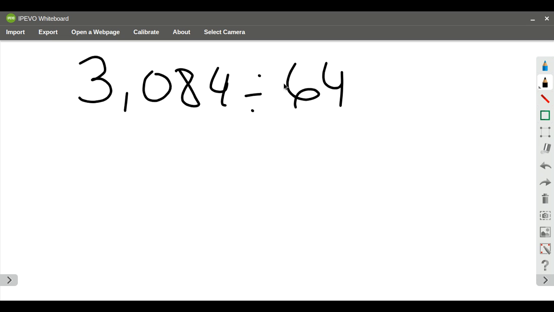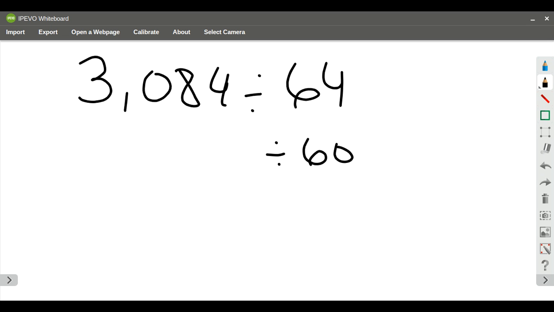Rounding and compatible numbers are going to be the same thing for this problem. I'm going to take 64 and I'm going to round it. When I do my rounding or compatible numbers, I always start with the divisor because this is the value that I can manipulate to make it easier. So I don't round this one first. I change my divisor first. I always change the divisor first when I'm using estimation because it makes it easier to find a number that's near 3,084 that's a multiple of 60.